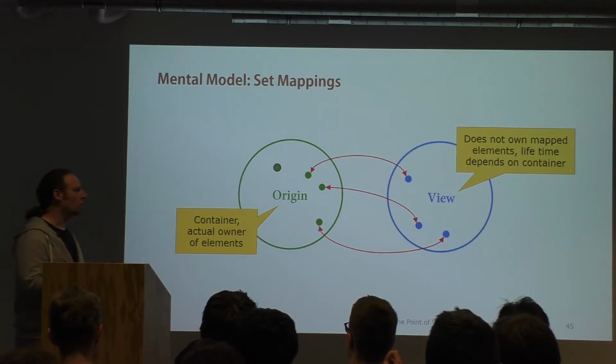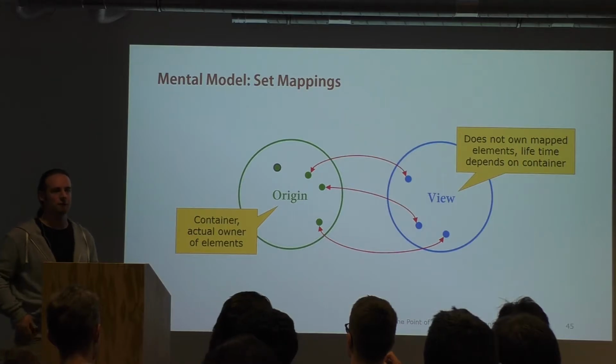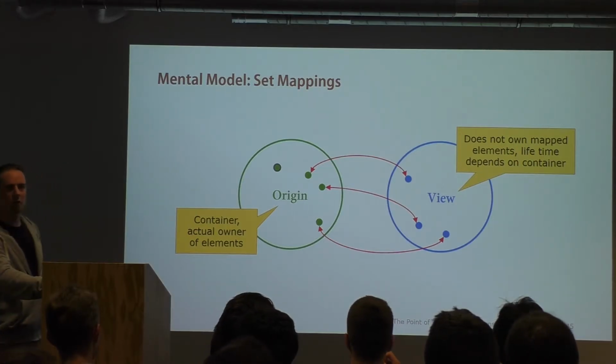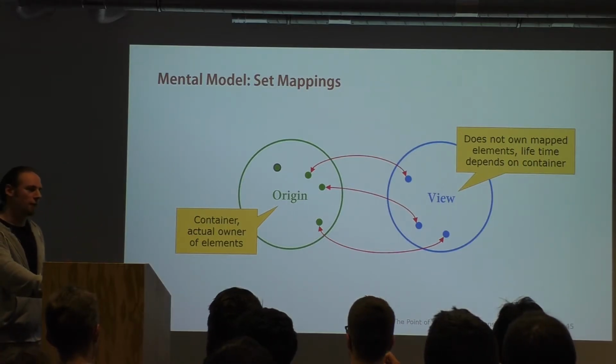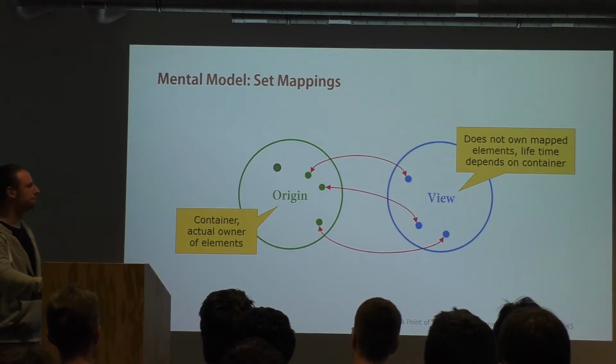So view is our image. It doesn't actually own elements. This is exactly what we have for array views or for the STL views you already know. So views don't own anything, and for that reason, their lifetime depends on the container. So once the container is deallocated, the view doesn't point to anything. We have a bidirectional mapping.